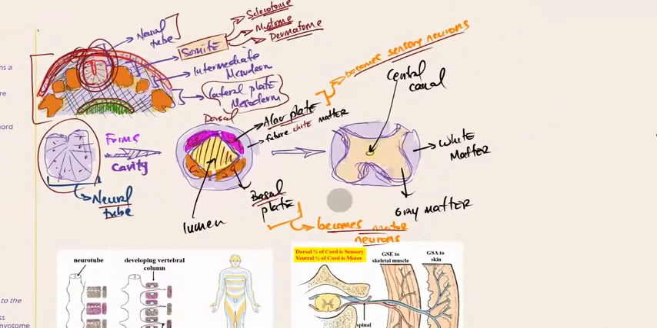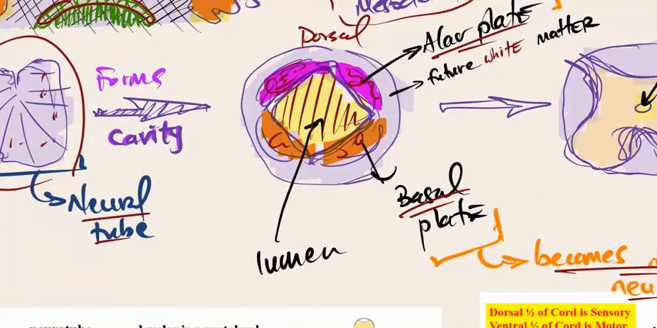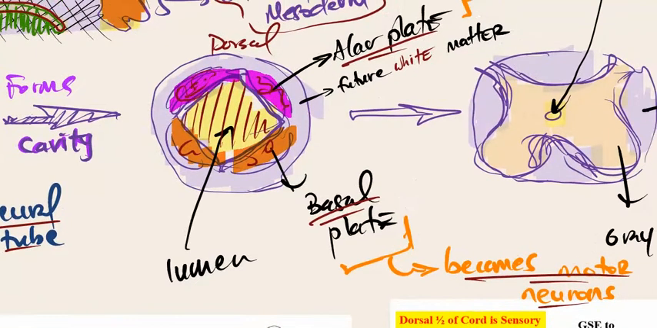Alright, so you guys good? So alar plate is giving rise to sensory neurons, right? Basal plate is giving rise to what? The motor neurons. Okay. Now outside of these plates, we're gonna have the white matter, right? The future white matter, right? And the white matter is what? The white matter is our axons, right?